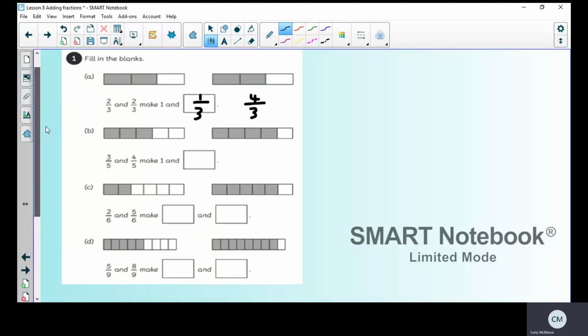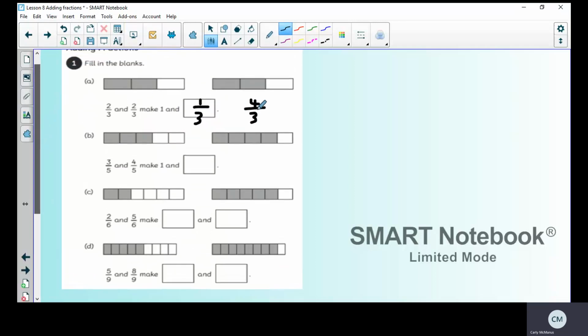The rule to remember is add the numerators together, keep the denominator the same. Then if you've got an improper fraction where the numerator is larger than the denominator, you need to change it into a mixed number fraction. So how many of the denominators go into the numerator? That's your whole number, and then whatever's left over becomes your numerator and your denominator stays the same. Always remember the denominator stays the same.